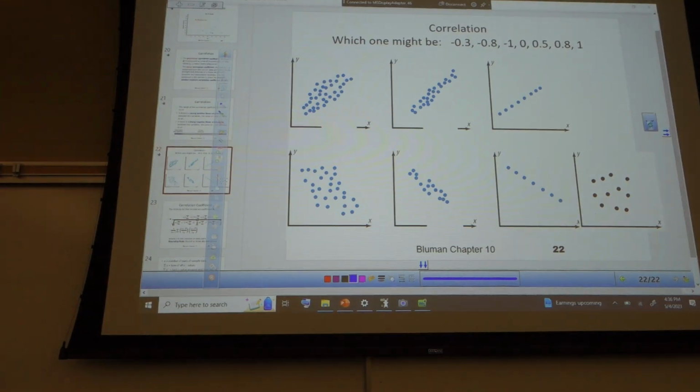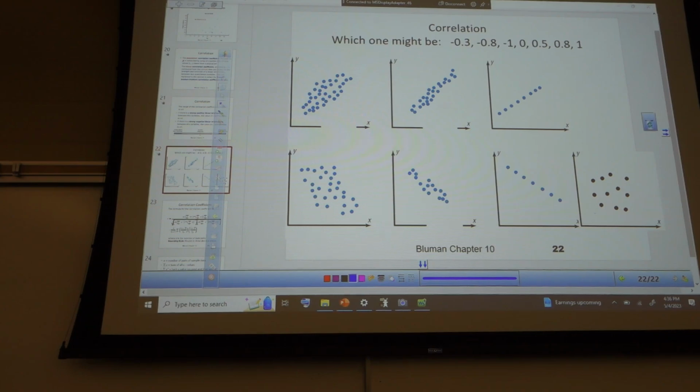All right, let's take a look. Which one is number 1? Which one has an R of 1? Top right? Yep. This one there, the third one on your sheet. Which one has an R of -1? Second to last one. Which one has an R of 0? First one? No, bottom right, the last one.